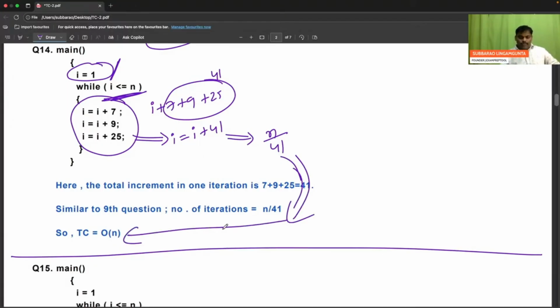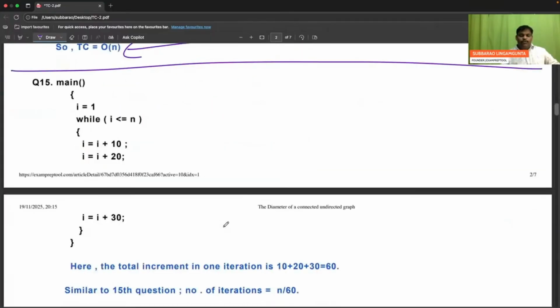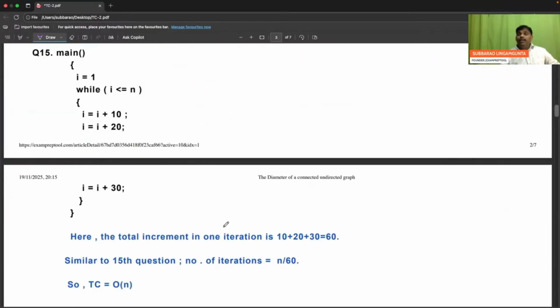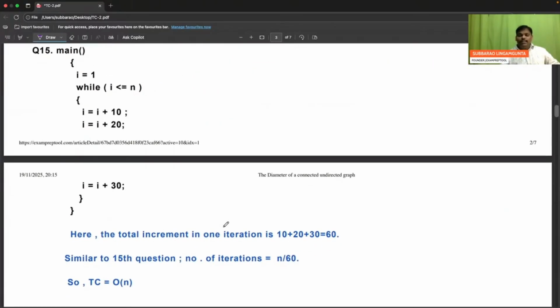Fine, 14 is also done. Almost everyone is comfortable. Anyone having any doubt, please comment in the comment section. Can you go to question number 15? 14 is done, go to 15.